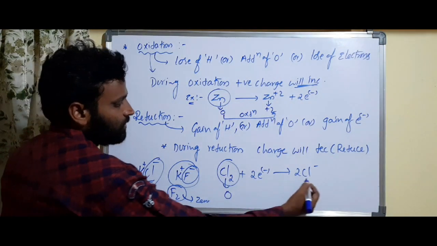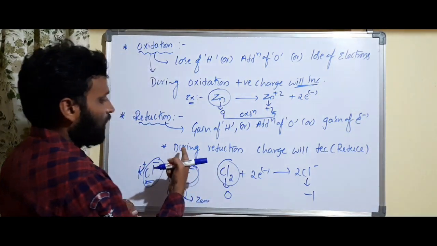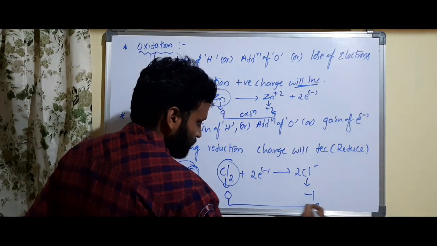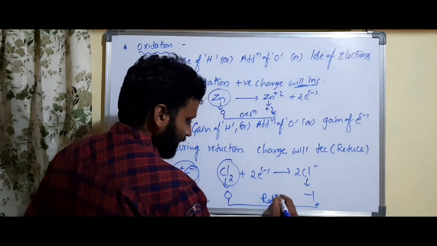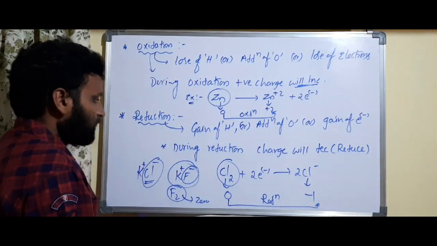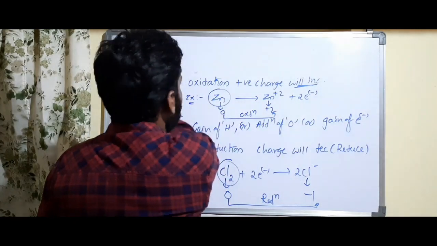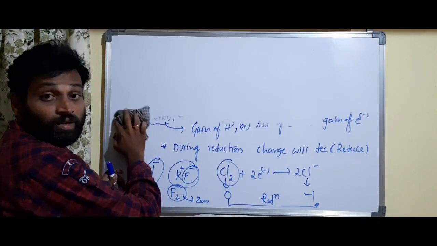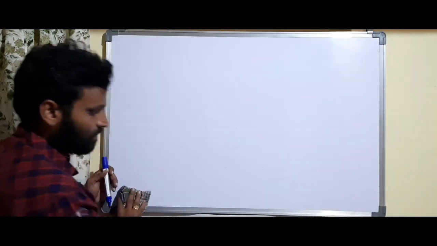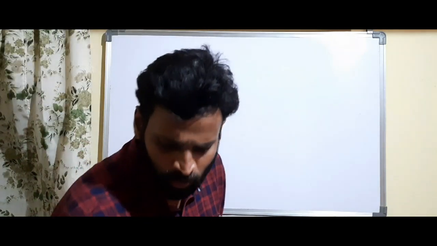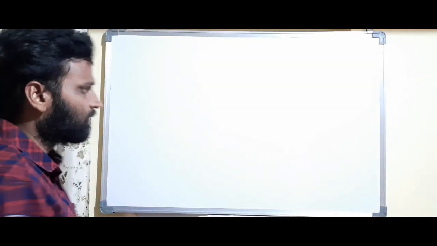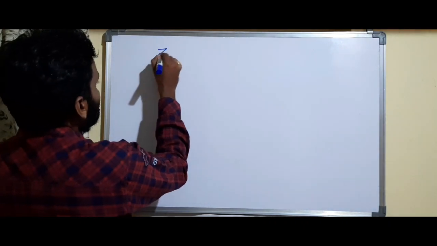So here charge is 0. Here charge -1. During reduction, charge will decrease. So 0 becomes -1. This is called reduction. What is that called? Reduction. So what is reduction? What is oxidation? Believe me, these are very, very important concepts to understand chemistry easily. So very important for us. Understanding? So now one example I will give you.